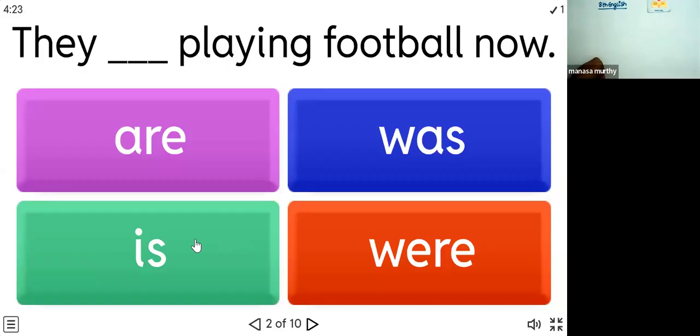So we have dinner at 7 p.m. That would be the right answer. They dash playing football now.